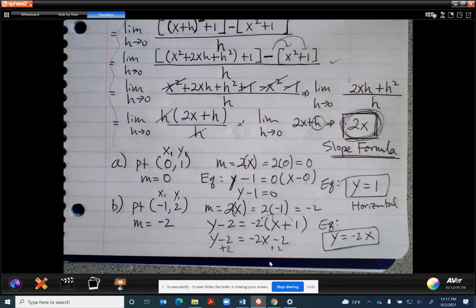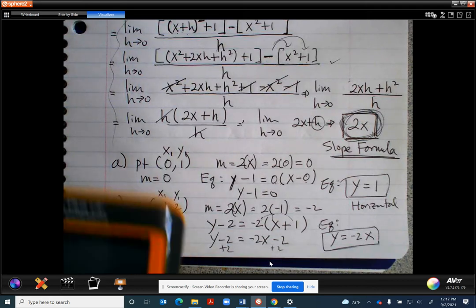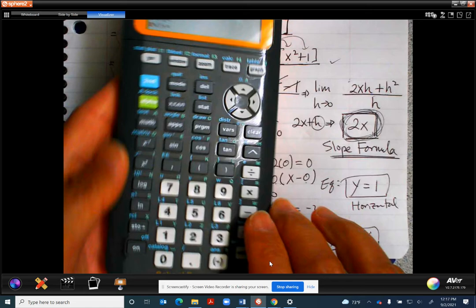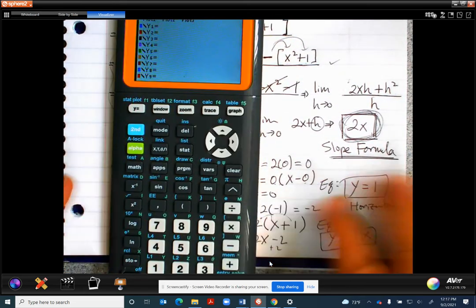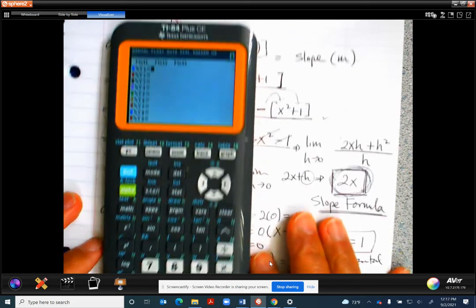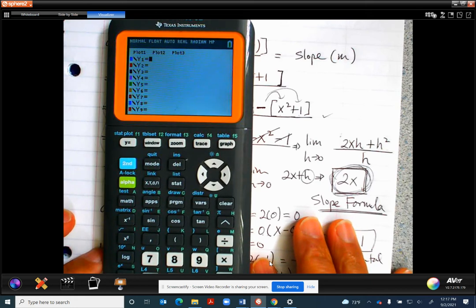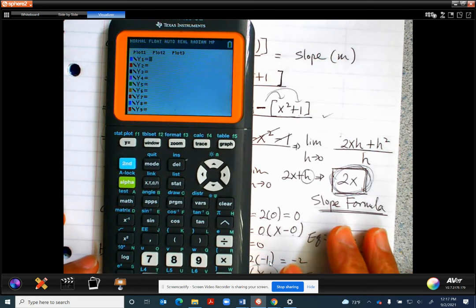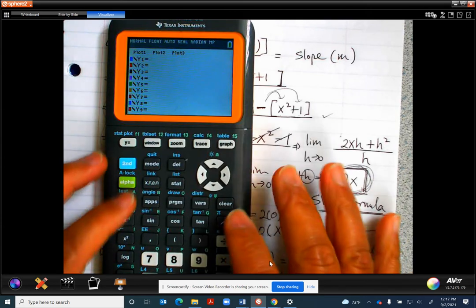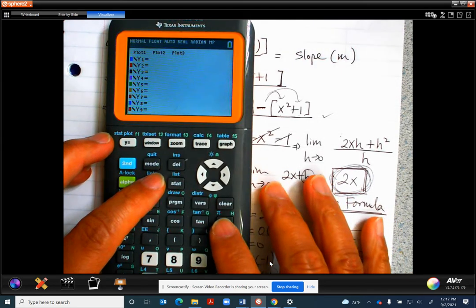All right, now I want you to take out your graphing calculator. Go ahead and take out your graphing calculator. I told you to have your graphing calculator, right? Alright, so here's my graphing calculator. Go to y equals. What was our function? Do you remember our function? Help me, what was our function?